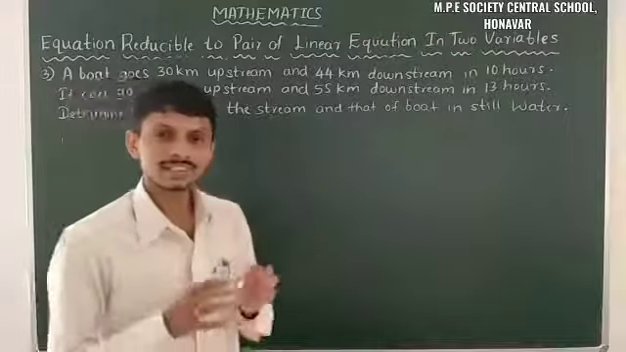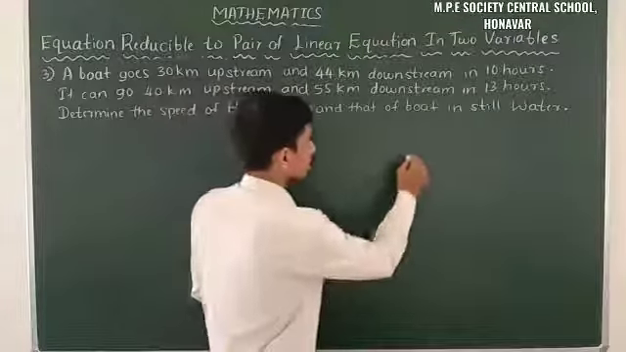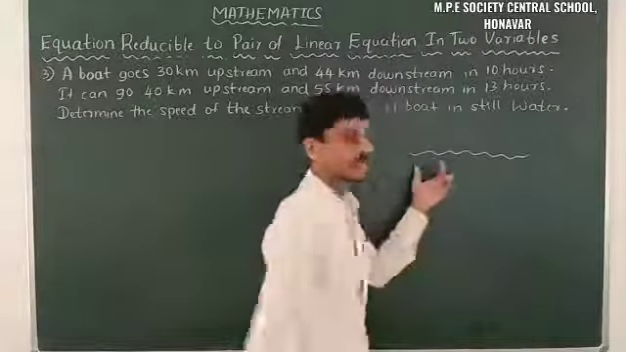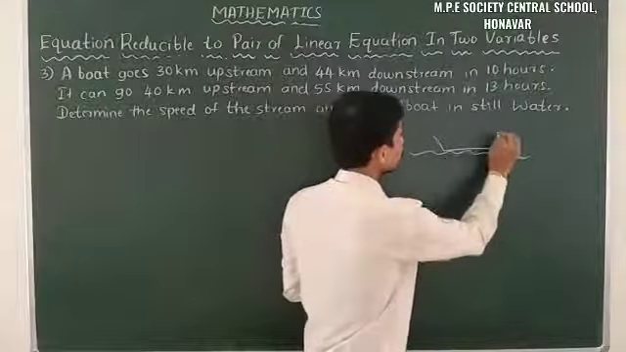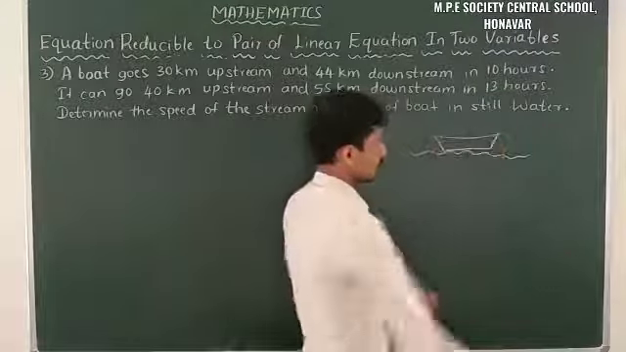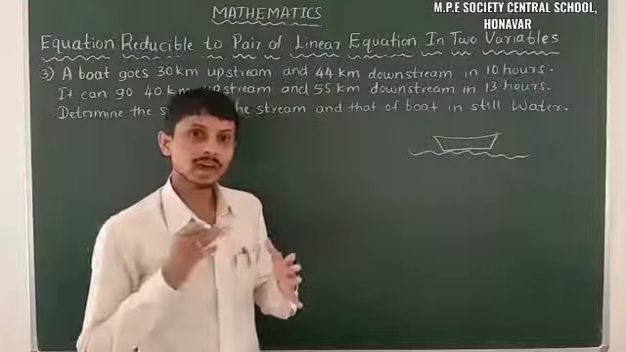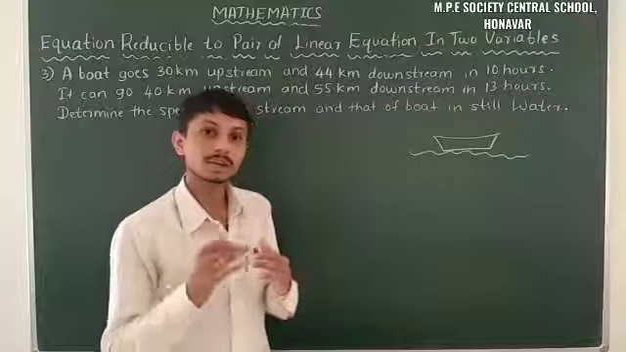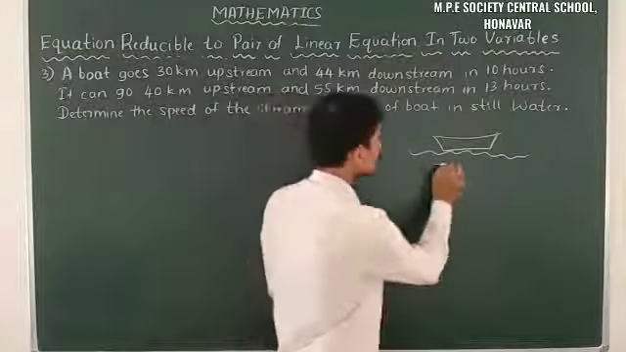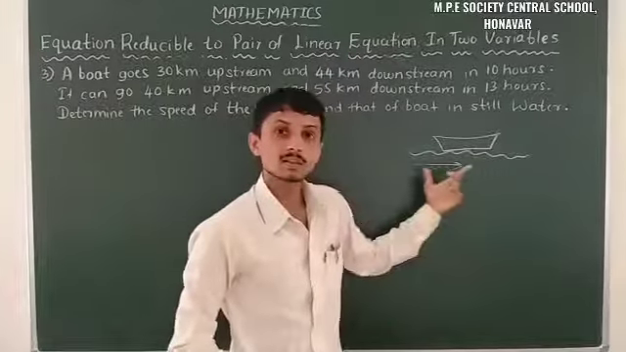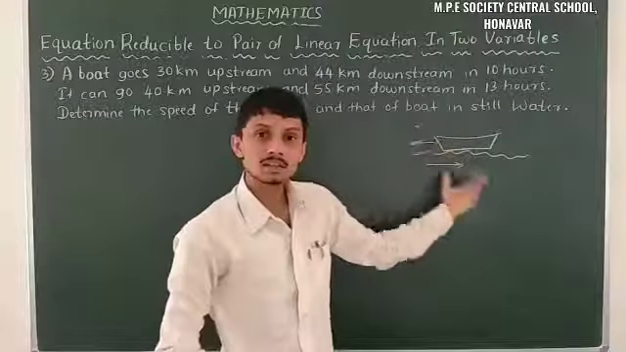Here a new concept arises, that is upstream and downstream. Here it's a stream or a sea, meaning the source of water, and here it's a boat. So when we are taking upstream and downstream, we have to consider the direction of motion of the water and the boat first, the motion of water and the motion of the boat.